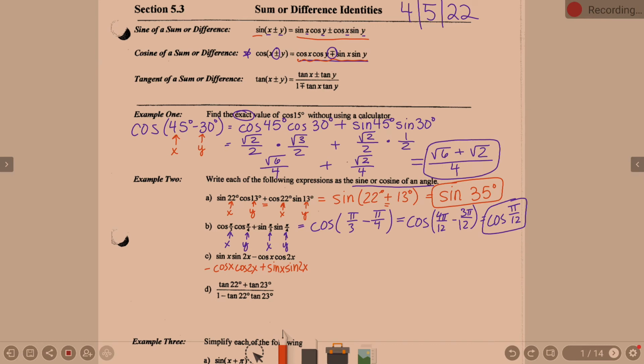So in order to rewrite this to get it started, I'm going to factor out a negative and say it's the negative of cosine x cosine 2x. If I factor out a negative, the plus sign in front of sine becomes minus sine x sine 2x. That's my suggestion of the way to do that one. You may have other thoughts.